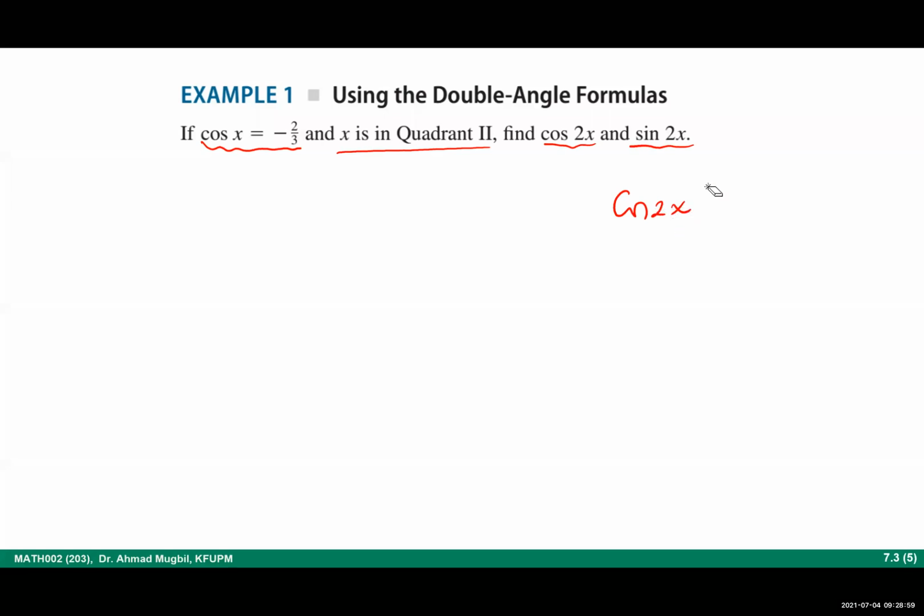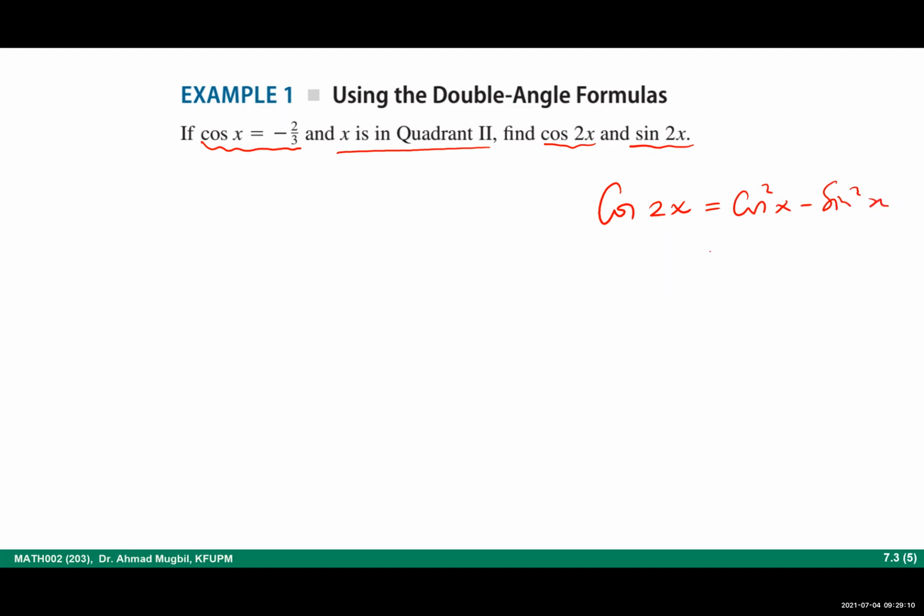Cosine 2x, we have three formulas for cosine 2x. The first formula is cosine squared x minus sine squared x. The second formula is 1 minus 2 sine squared x, when we replace cosine squared by 1 minus sine squared. The third one is 2 cosine squared x minus 1.